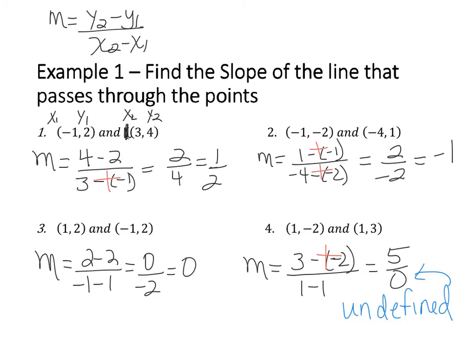Alright, here are my 4 slopes. If you'll notice in the first one, I got a positive slope. That's one type of slope you can get, a positive slope. I got a negative slope. That is a second type of slope you can have, positive and negative.